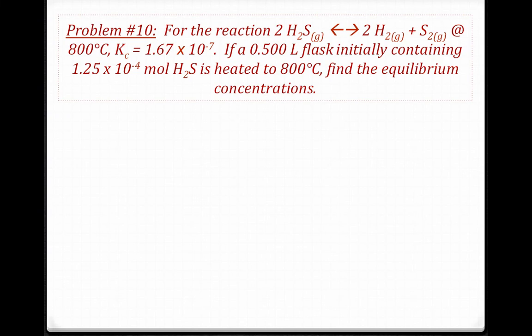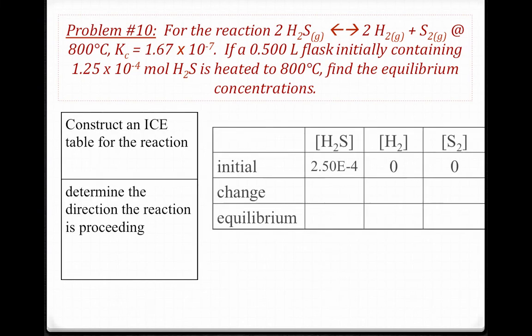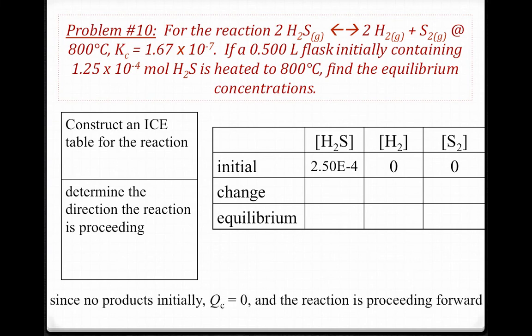So for example here, for the reaction, you're given a Kc, and notice the Kc value is times 10 to the negative 7th. That is way smaller than times 10 to the negative 3. So what I'm going to be able to do is assume X is very small, and I do that by looking at the Kc here. If you have a 0.5 liter flask initially containing 1.25 times 10 to the negative 4th moles, and then you heat it, find the equilibrium concentration.